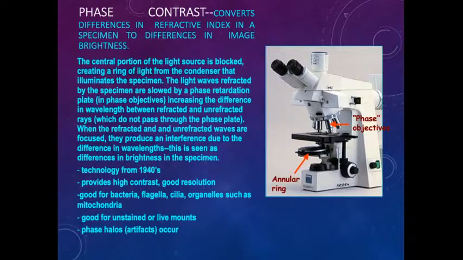Then comes your phase contrast microscope, which converts differences in refractive index in specimens to differences in image brightness. The central portion of the light source is blocked, creating a ring of light from the condenser that illuminates the specimen. The light waves refracted by the specimen are slowed by a phase retardation, increasing the difference in wavelength between refracted and unrefracted rays. When the refracted and unrefracted waves are focused, they produce an interference due to the difference in wavelength, and this is seen as a difference in brightness in the specimen. So this is technology from the 1940s.